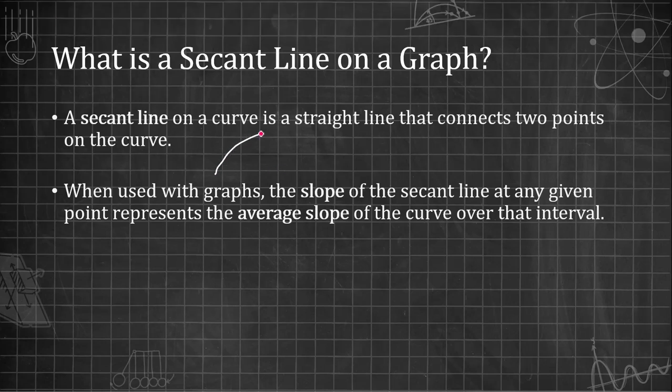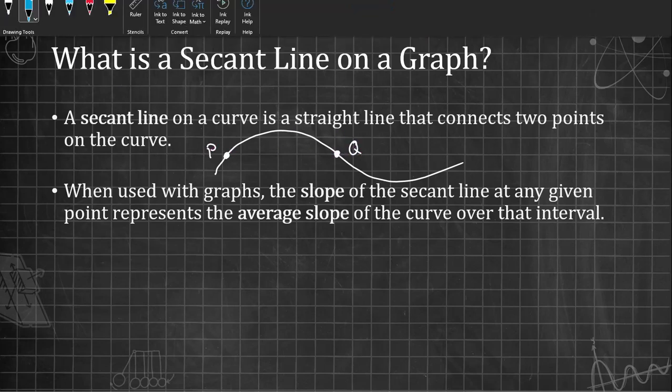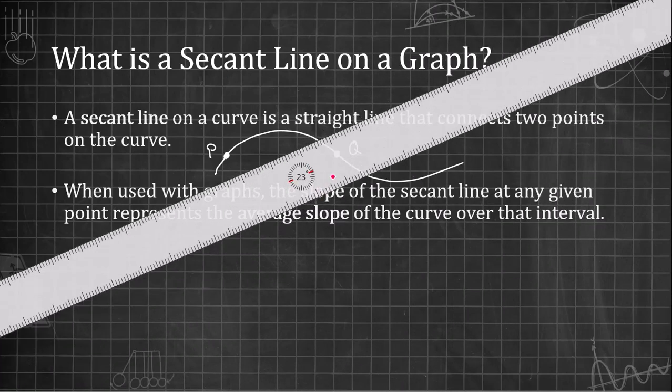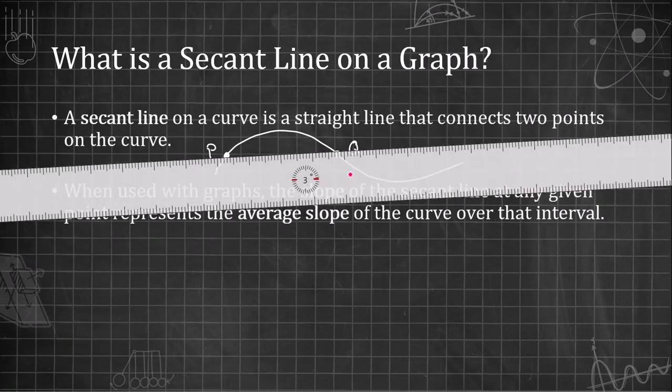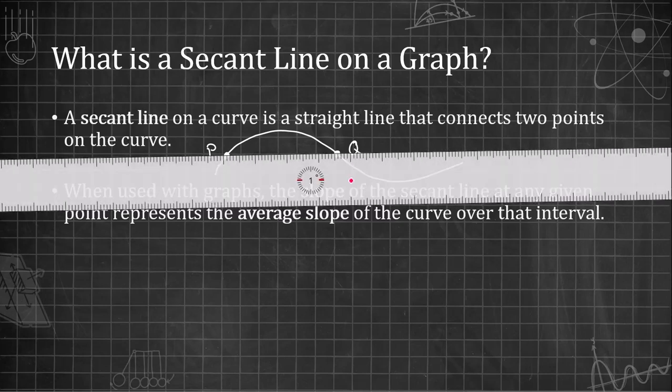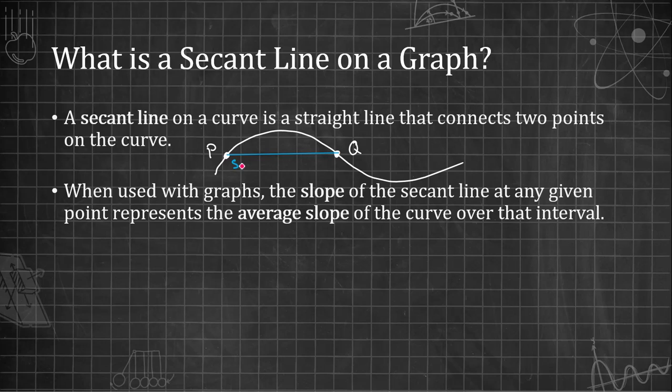Now we'll take a look at secant lines on graphs. A secant line on a curve is a straight line that connects 2 points on the curve. So if we take a curve that has point P and point Q, and we draw a line connecting P and Q, that line is secant to the curve between points P and Q. And what this tells us is the average slope of the function, or the curve, between those 2 points.